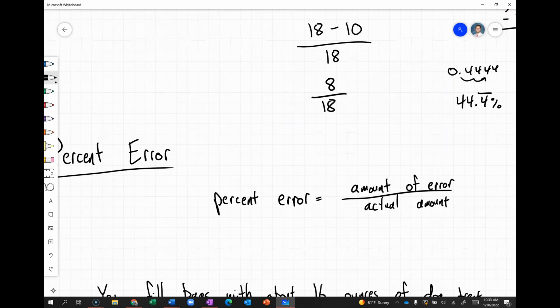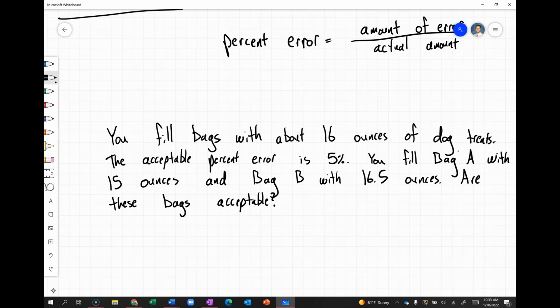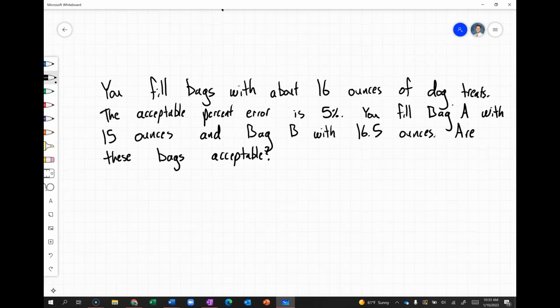Okay, and then we've got something called percent error. A percent error is simply the amount of error over the actual amount. So let's look at an example problem here. You fill bags with about 16 ounces of dog treats. So your target amount, your goal is 16 ounces, but it's not going to be perfect every time. The acceptable percent error is 5%. So as long as you're within 5% of 16 ounces, then it's acceptable. So you fill bag A with 15 ounces and bag B with 16.5 ounces. And we want to know if each of these bags are acceptable within that 5% error.